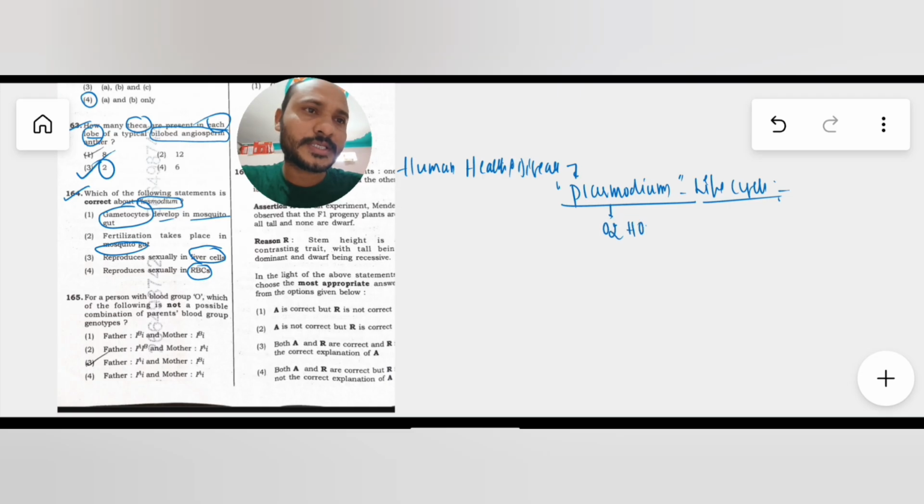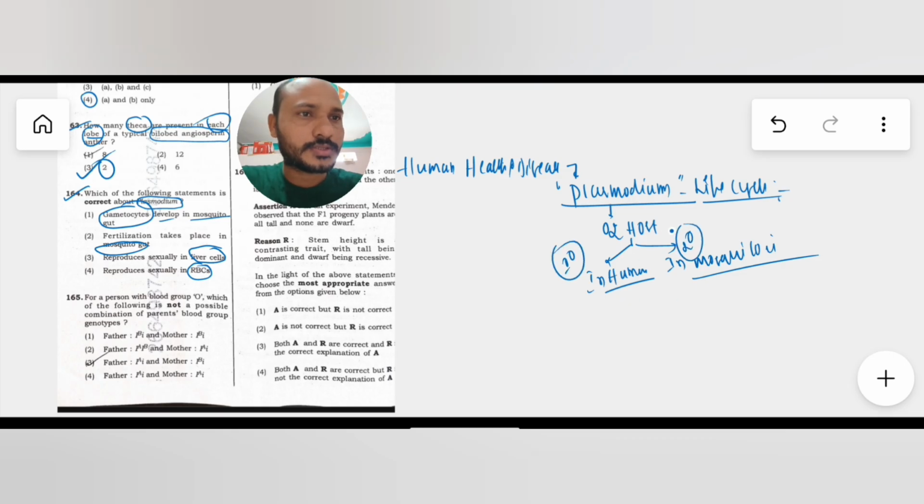Then we know that Plasmodium performs its life cycle in two hosts. It performs its life cycle in the human first, and then it performs its life cycle in the mosquito. The primary host is the human, and the secondary host is the mosquito. So Plasmodium performs two life cycles in two host organisms, one in the human and the second in the mosquito. So let's start with the human. What exactly will happen in the human?